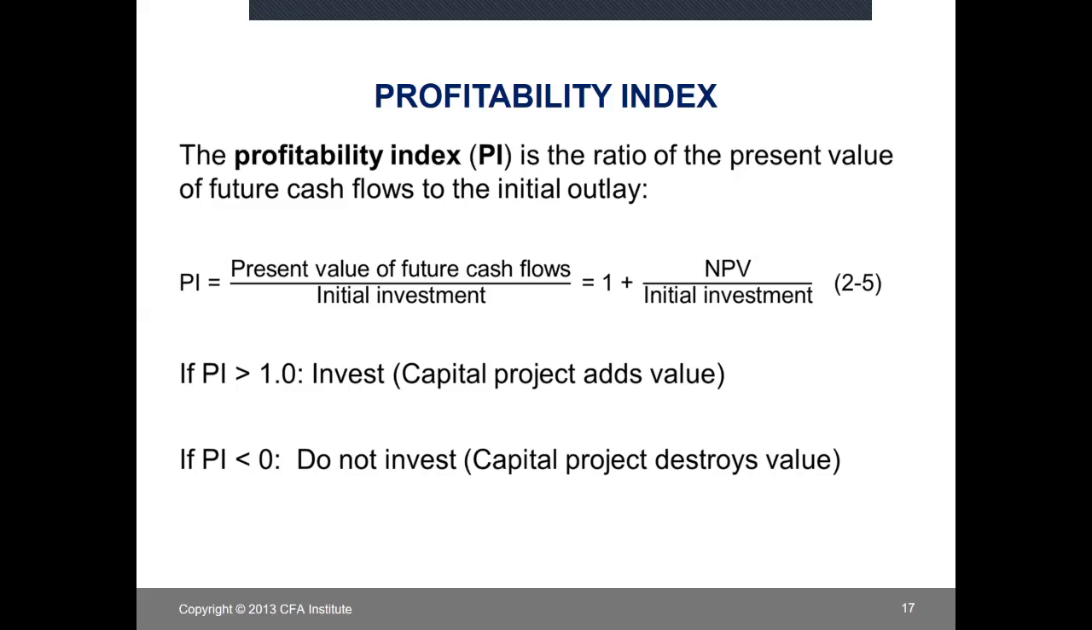So what does it imply? If it's more than 1, you say that for $1 I spent in this project, I generate, let's say, you find out your profitability index to be 1.